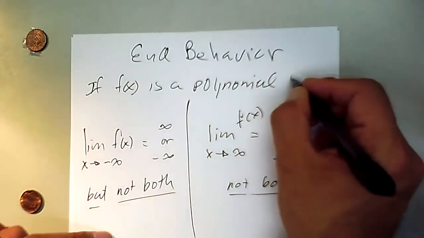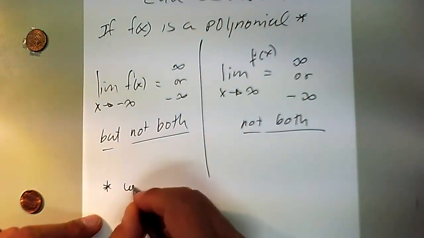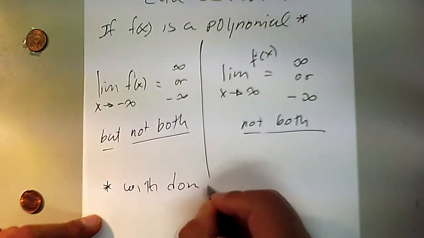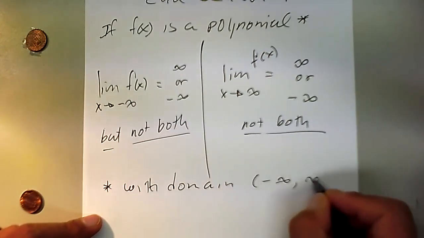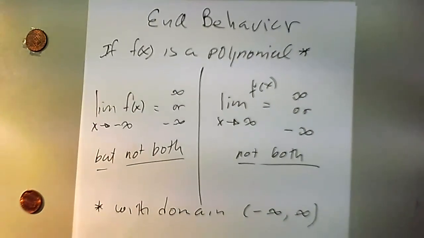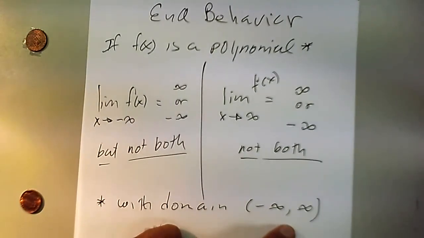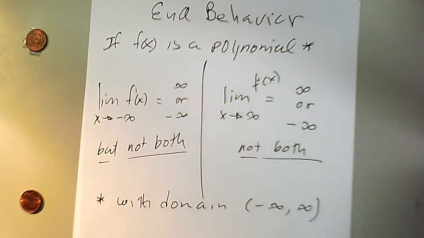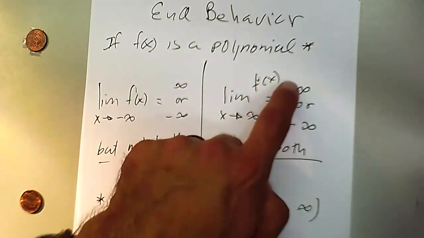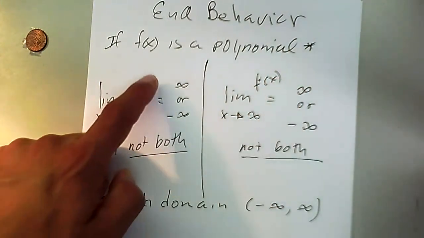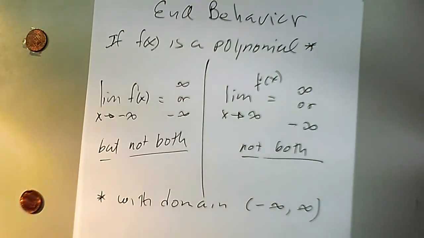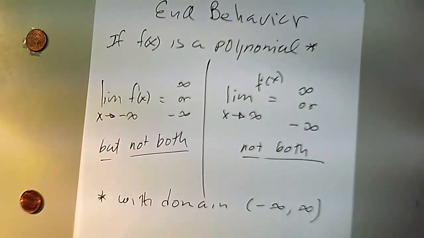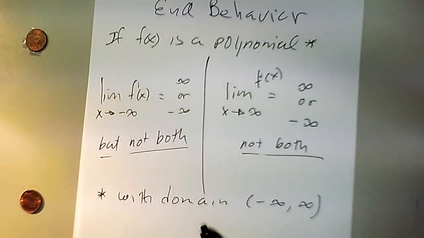There's one asterisk I need to add here with domain negative infinity to infinity. So that means if we don't have any restriction of the domain, then we will have what I would call a natural domain or implicit domain, which will be from negative infinity to infinity. And then we have to have on the right, up or down, on the left, up or down. And those are the only two choices for the right and for the left. So don't forget the end behavior. And I think we'll stop the video here.